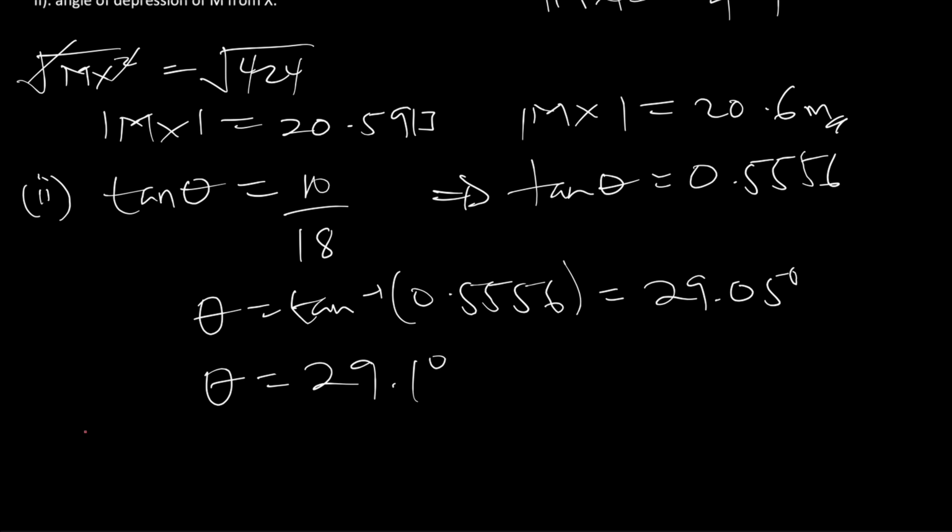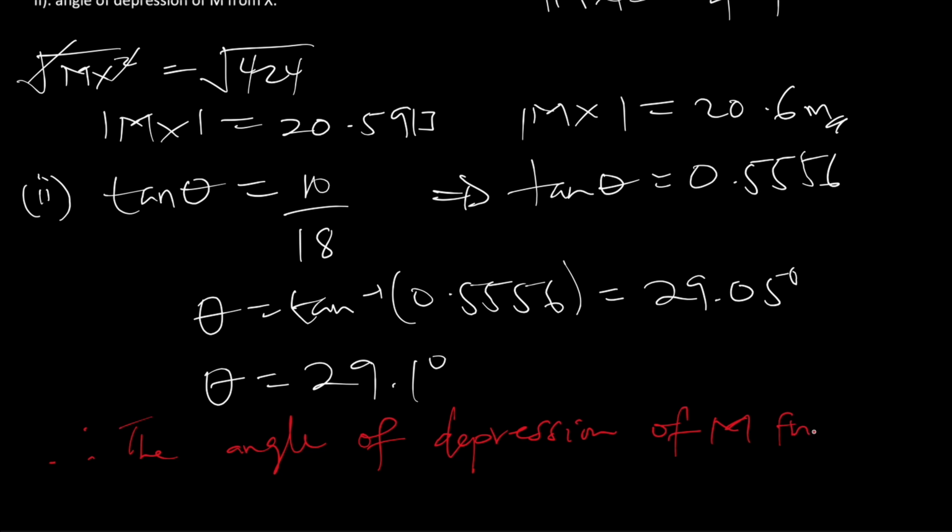So we can say that therefore the angle of depression of M from X is 29.1 degrees. So this brings us to the end of question 9a.